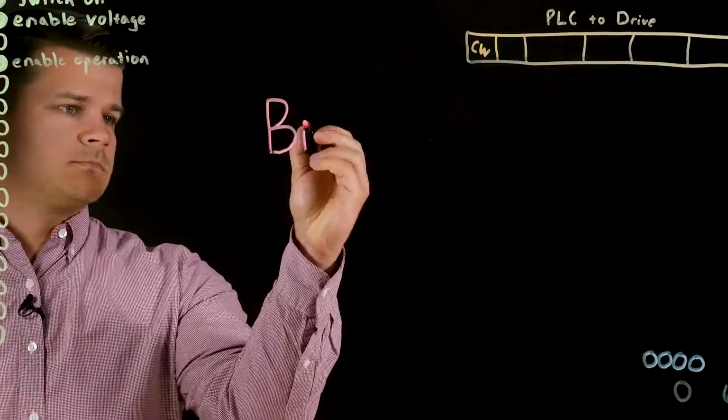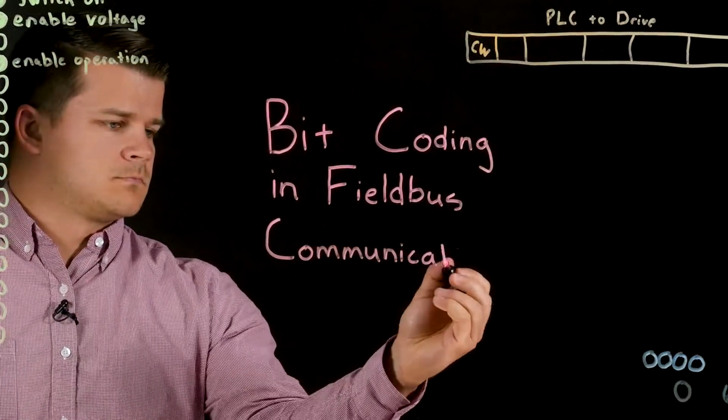In our last video, we talked about how the ones and zeros of bits make up the basics of digital communication. In this video, we'll expand upon that to see how they're used in bit coding and process data mapping. Bit coding in Fieldbus communication.